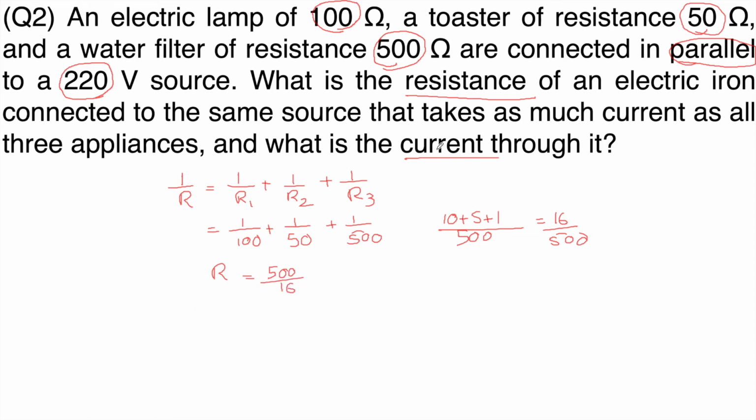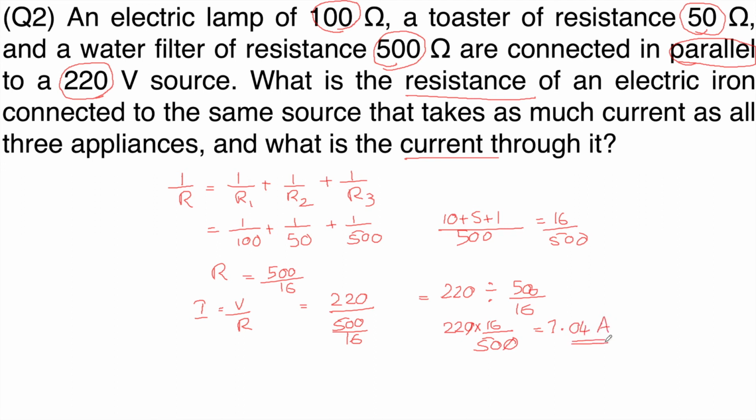And we have to find the current. Current I is equal to V by R. V is 220. R is 500 by 16. So we can rewrite it as 220 divided by 500 by 16. So it is 220 into 16 by 500. We'll get 7.04. And what is the unit of current? It is ampere.